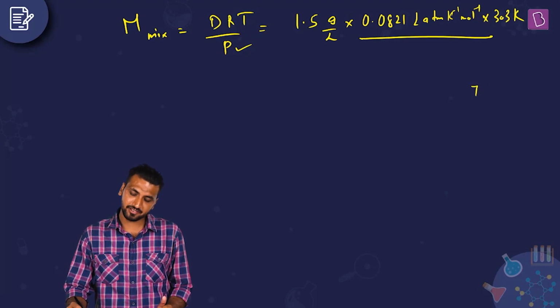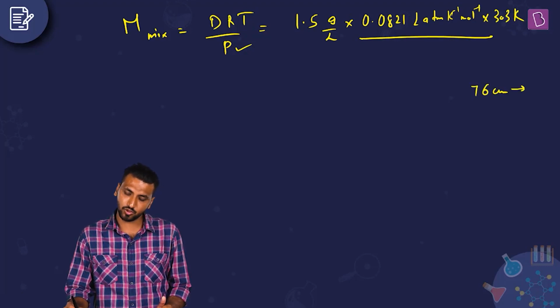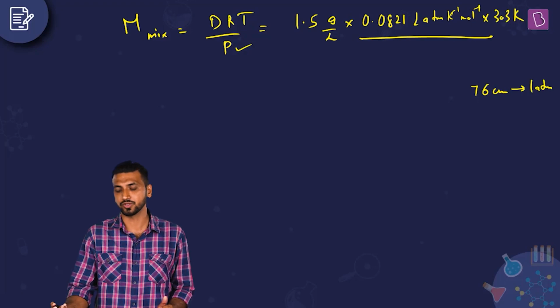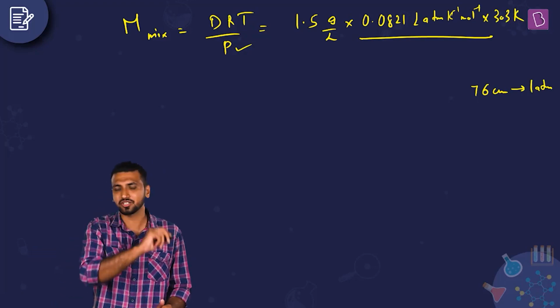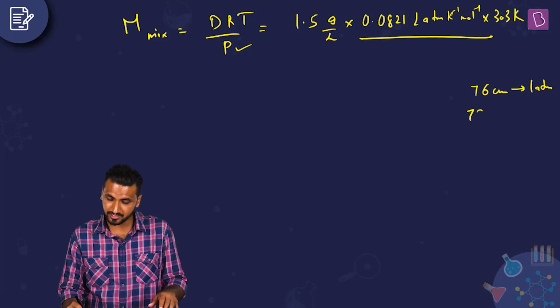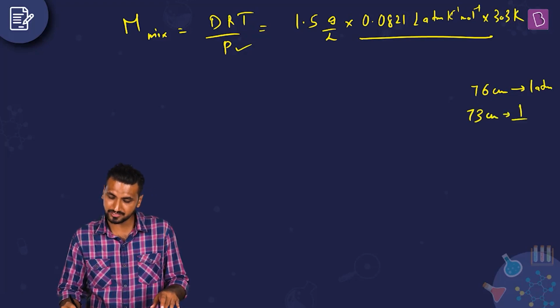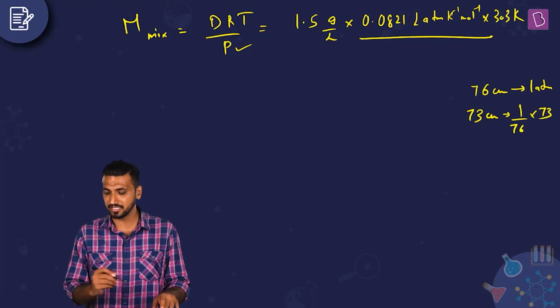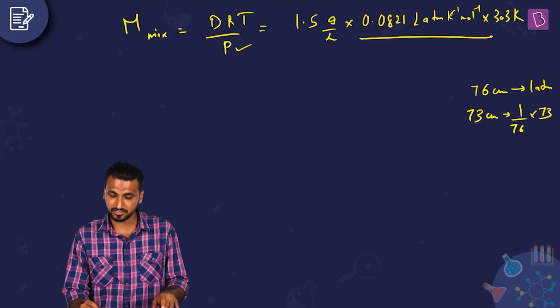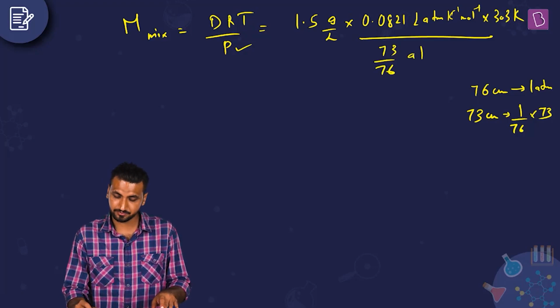If it is 76 centimeter of Hg, it is 1 atm, right? That's what we know. 760 mm of Hg or 76 centimeter of Hg, right? If it is 73 centimeter, it will be 1 by 76 into 73, and the pressure in atm is 73 by 76 atm.